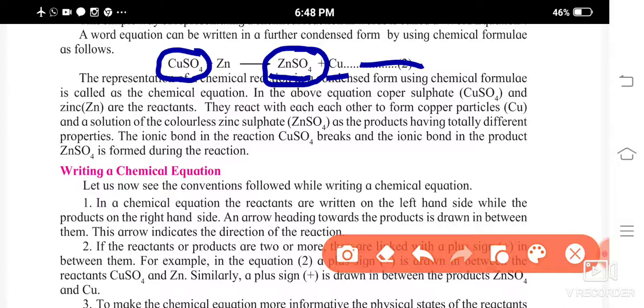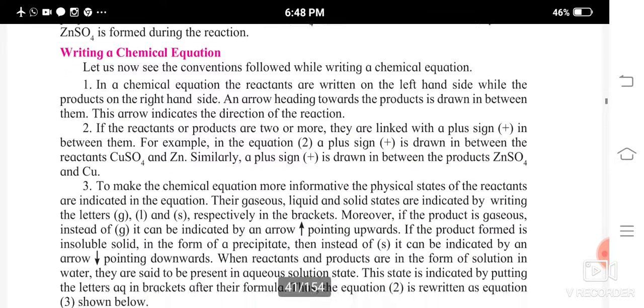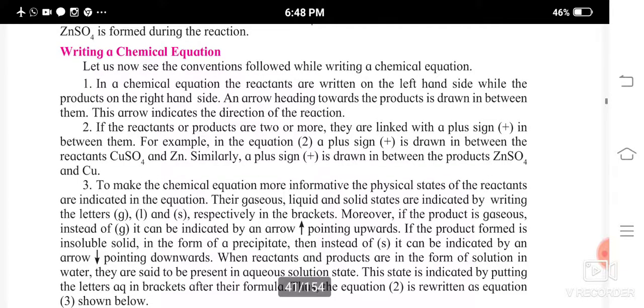Now, writing a chemical equation. How are you going to write a chemical equation? Let us see the conventions followed while writing a chemical equation. In a chemical equation, the reactants are written on the left hand side while the products are on the right hand side. Now we are going to see some of the rules, some of the conventions, which have to be followed while writing the chemical equation.